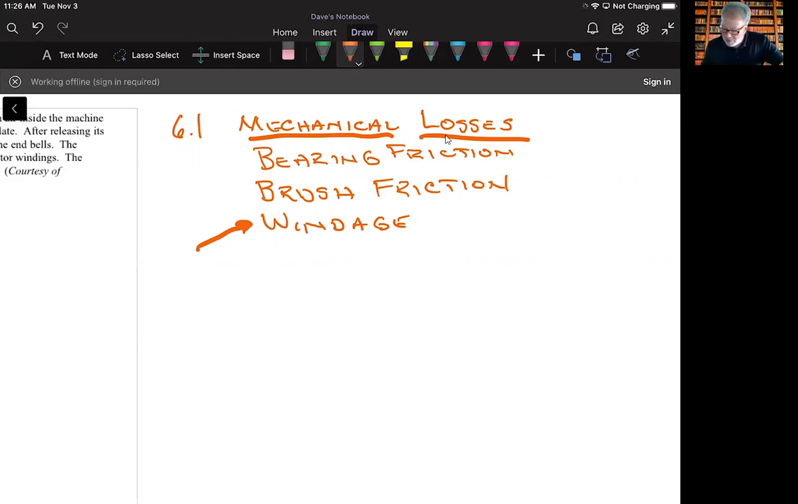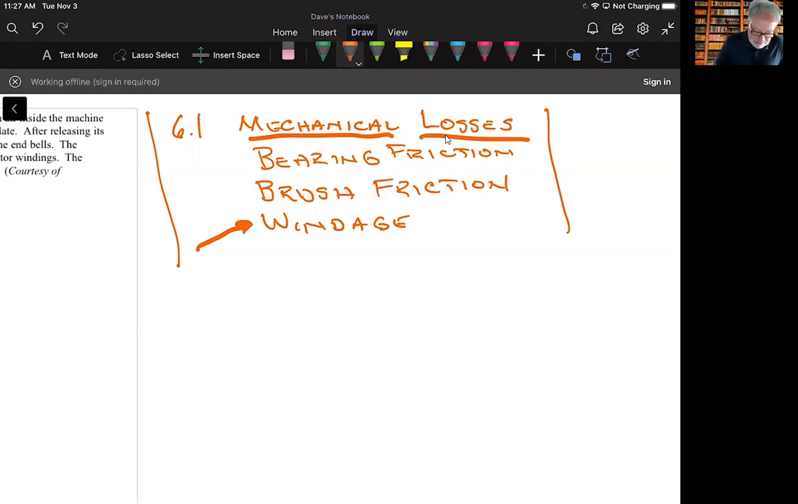These things are hard to measure directly. So when we're going to quantify something like mechanical losses, we have to look at the system as a whole, at input and output, and make certain determinations that way. It's hard to determine them directly.